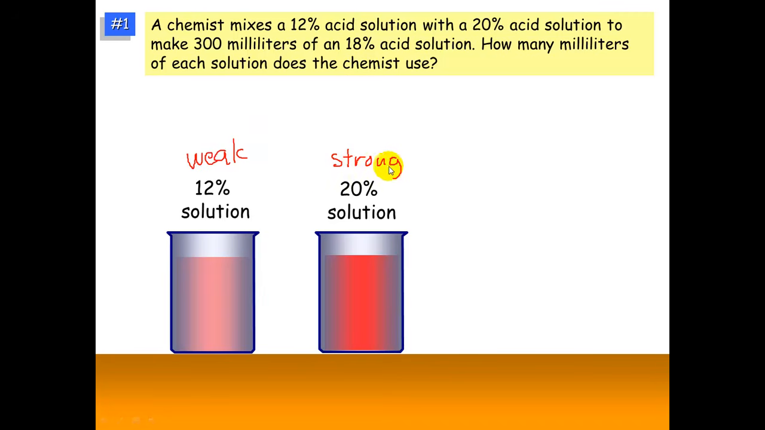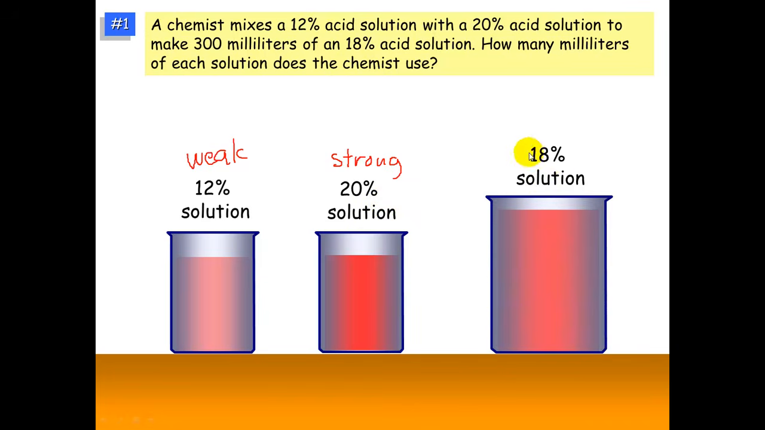You'll do this sort of stuff in high school when you do chemistry. But when you mix a weak solution with a strong solution, you're going to get something in between, something in between that 12% and 20%. And indeed we do. We get 18%. Now, the thing that we don't know is how much of each of these we're going to mix to get exactly 18%. But not just exactly 18%. We want a special quantity of that. We want 300 milliliters of 18%. So that's the puzzle of the problem that we're going to try to figure out.